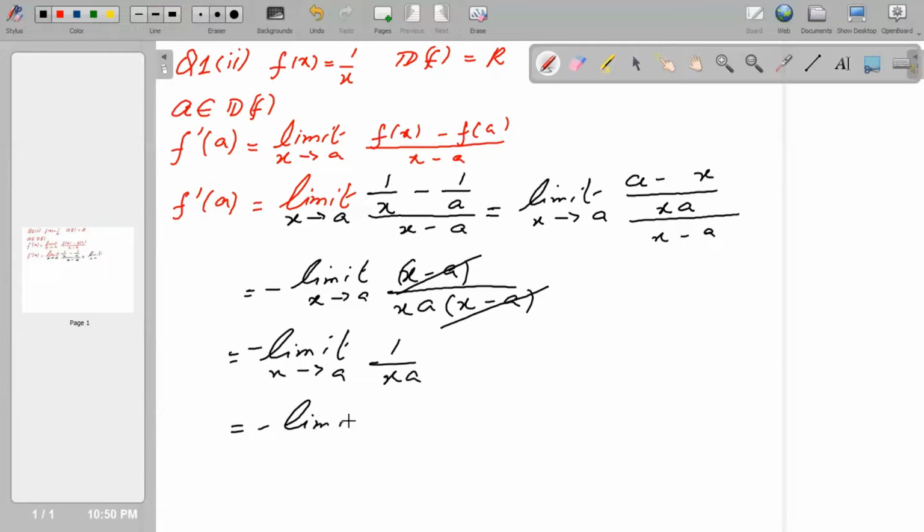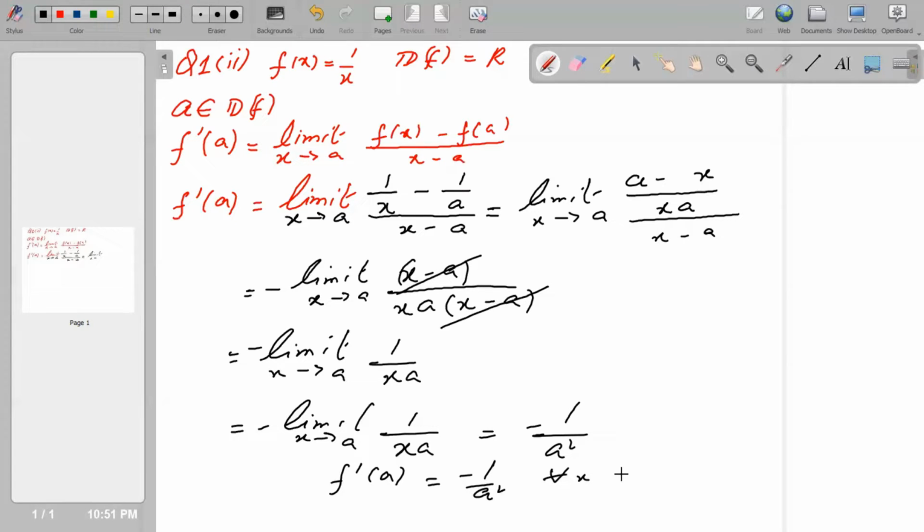So minus the limit as x approaches a of 1 upon x a is equal to minus 1 upon a squared. If we apply the limit here, then we will have a multiplied by a, which is equal to a squared. So we have the derivative f prime of a equal to minus 1 upon a squared. This is the required answer, but we will have to define this derivative for all x. So for all x, we have f prime of x is equal to minus 1 upon x squared. So this is the answer.